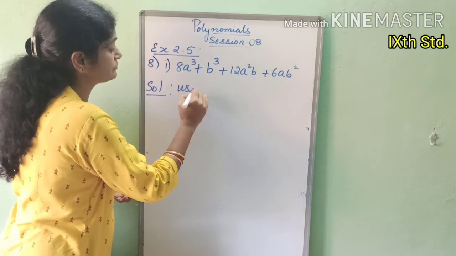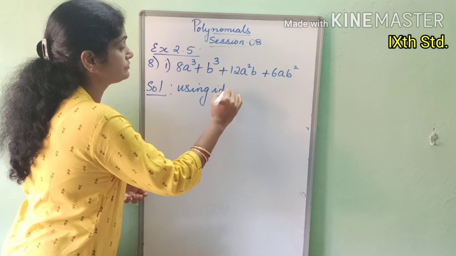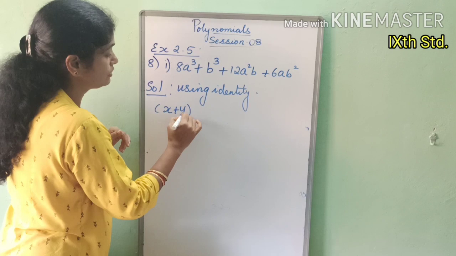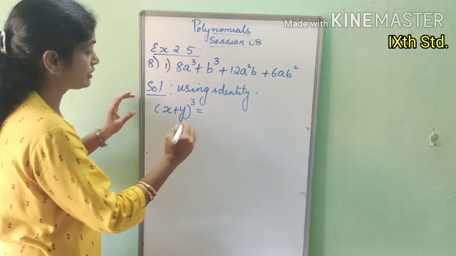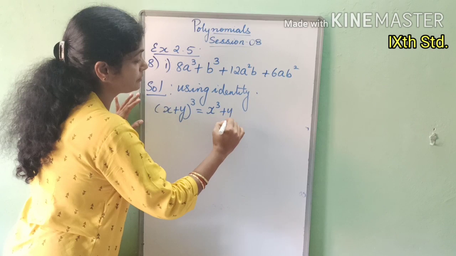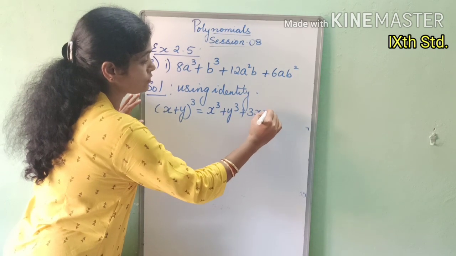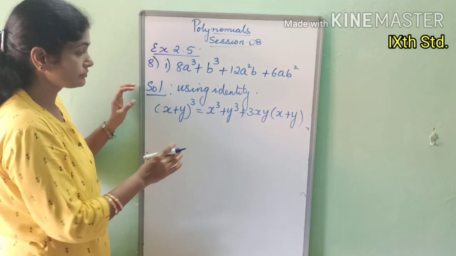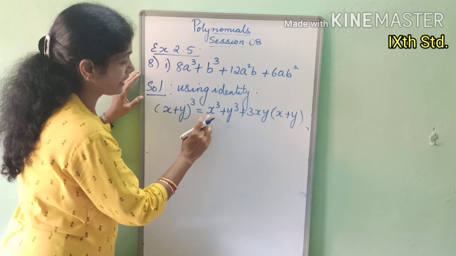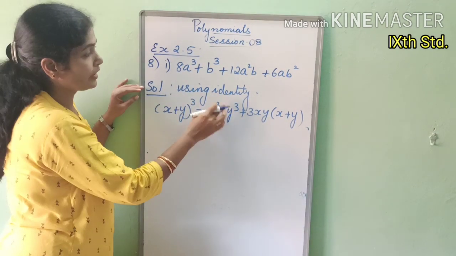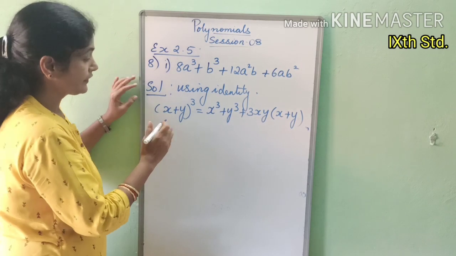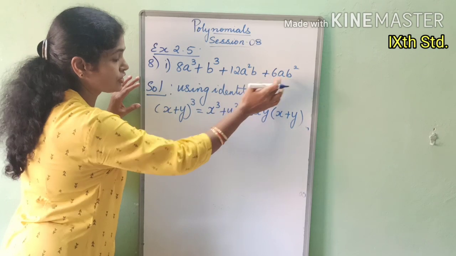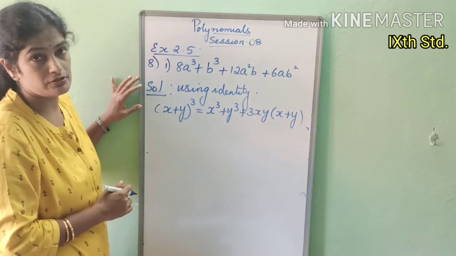Using identity x plus y whole cube. What is x plus y whole cube equal to? It is x cube plus y cube plus 3xy into x plus y. Fine. Now, if you compare it with this, x cube is equal to 8a cube, y cube equal to b cube. Right? This portion, which is given to you, you have to express in the form of x plus y whole cube.